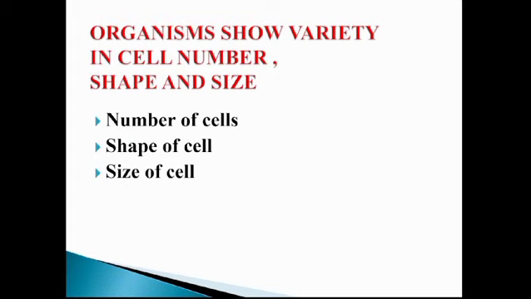The organisms show variety in cell number, shape and size. There are millions of living organisms. They are of different shapes and sizes. Their organs also vary in shape, size and number of cells. Let us study some of them. First is the number of cells, then the shape of cells and the size of cells. Let us discuss them one by one.